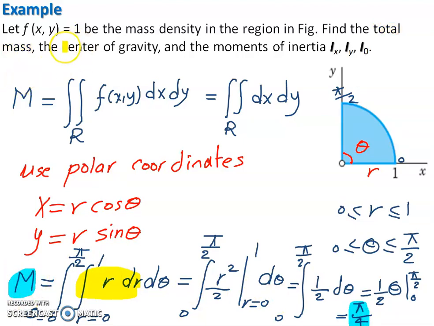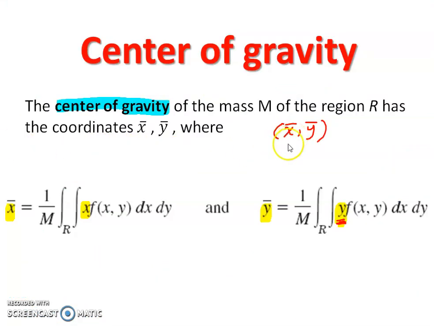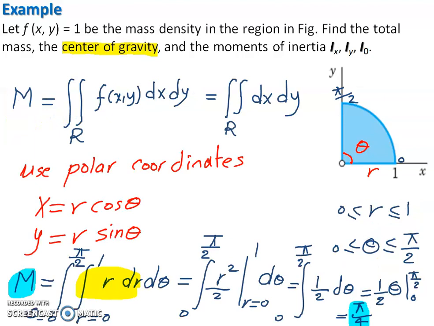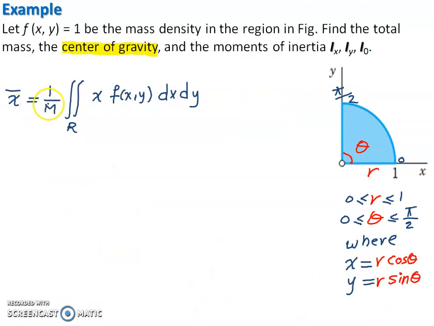And next, we need to find the center of gravity. Center of gravity means this coordinate x bar and y bar. The rule of x bar is 1 over the mass times the double integral of x f of x, y dx dy, and here we have y. We first find x bar. The rule is 1 over m. M is the total mass, and we find m here is equal to pi over 4. So we're going to substitute here 1 over pi over 4, which will be 4 over pi.